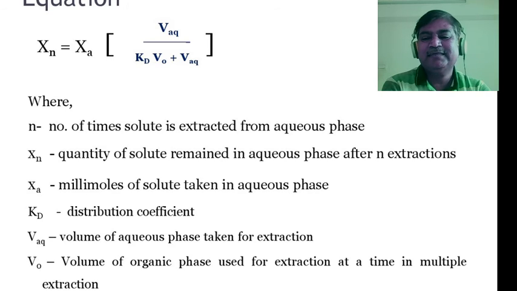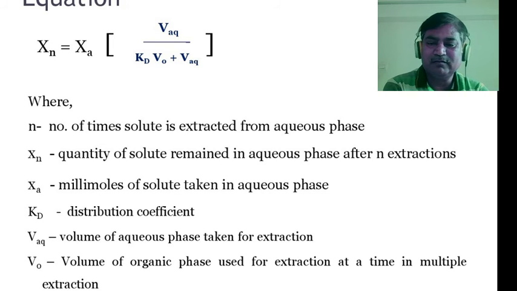Now Xa is the total millimoles or amount of solute taken in aqueous phase. How much amount did we take? 0.50 gram in aqueous phase. That we call Xa. Kd, no doubt, is the distribution coefficient. V aqueous is the volume of aqueous phase taken for extraction.